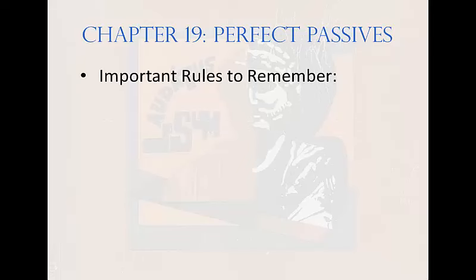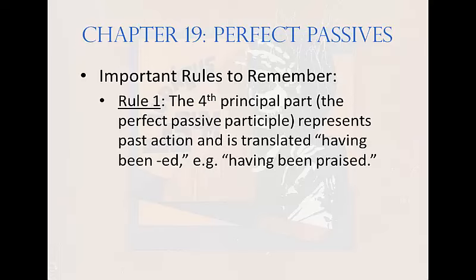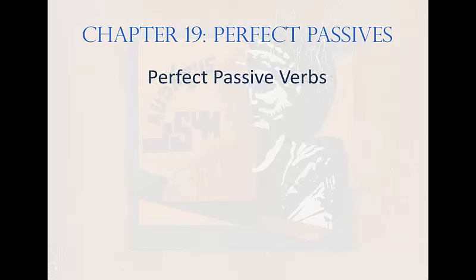There are two important rules to remember here. Rule 1. The fourth principal part of the verb, that is, the perfect passive participle, represents past action and is translated "having been whatevered." For example, "having been praised." Rule 2. The perfect passive participle plus a form of the verb to be is the formula for creating a perfect passive finite verb.